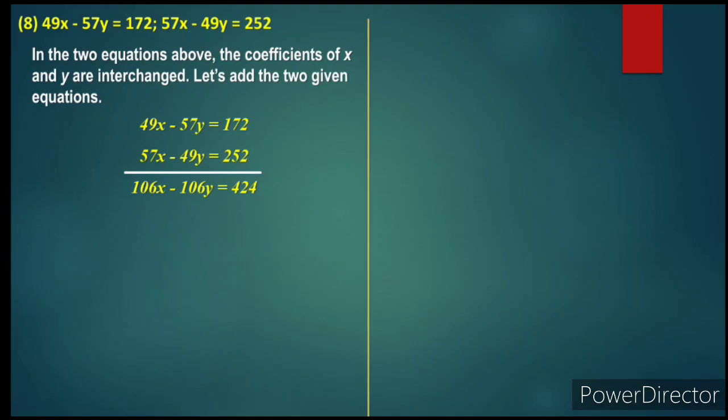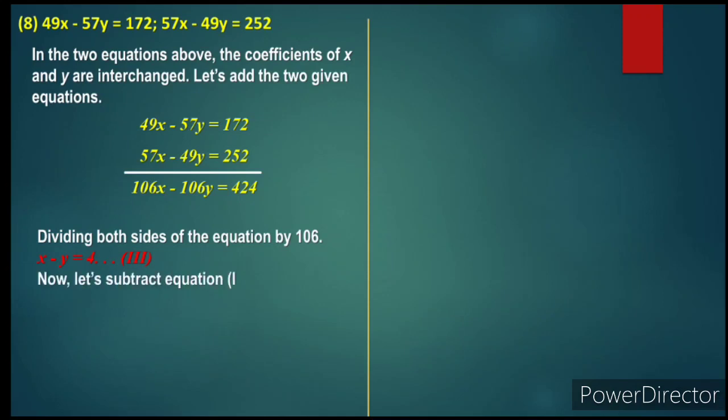So now you will see 106 is common. We'll divide both sides of the equation by 106. So it will be x minus y equal to 4. So it is a simplified equation. We'll number it 3. Now as we have added them, now we'll subtract both the equations.